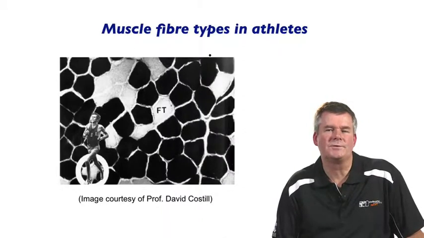Here is a muscle section obtained from the leg muscle, the lower leg muscle of Frank Shorter, who was a very successful marathon runner, an Olympic Games gold and silver medalist in the marathon. And he was studied in the mid-70s by a group of researchers in the United States led by Professor David Costill. And he's generously supplied this picture, which shows the cross-section of Frank Shorter's muscle pre-incubated in acid so that the slow twitch fibres stain dark. And as you can see here, it's readily apparent that Frank Shorter's muscle had a lot of slow twitch fibres.